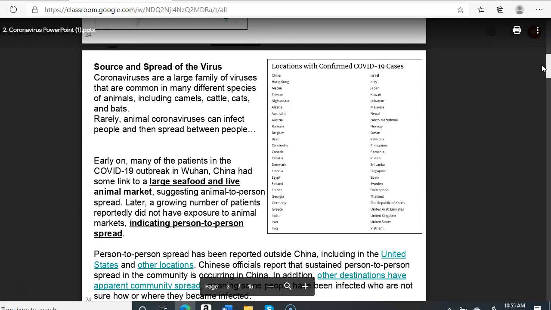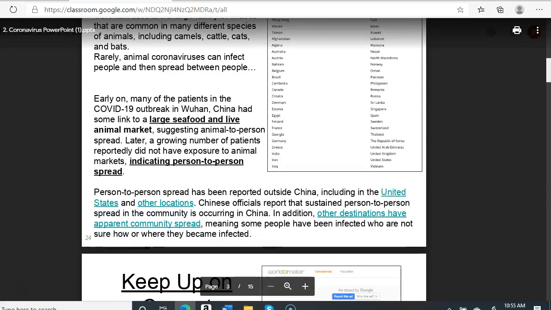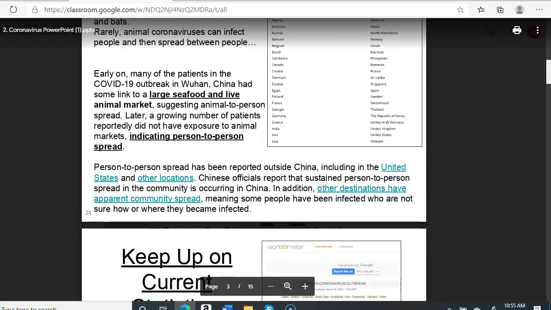Later, a growing number of patients reportedly did not have exposure to animal markets, indicating person-to-person spread, that is, from one person to another. Person-to-person spread has been reported outside China, including the U.S. and other locations. Chinese officials report that sustained person-to-person spread in the community is occurring in China. And in addition, other destinations have apparent community spread, meaning some people have been infected who are not sure how or where they became infected.